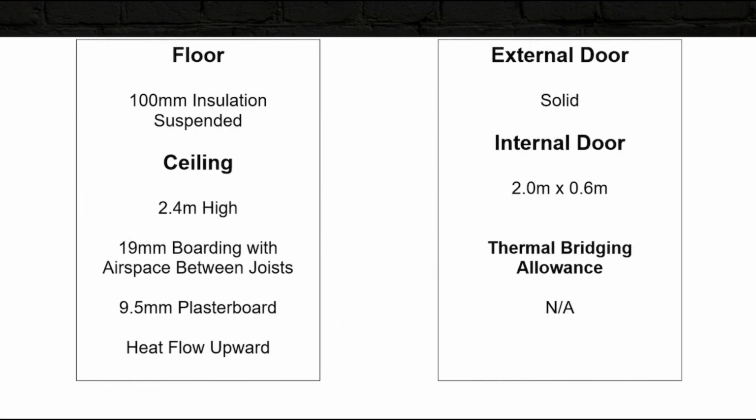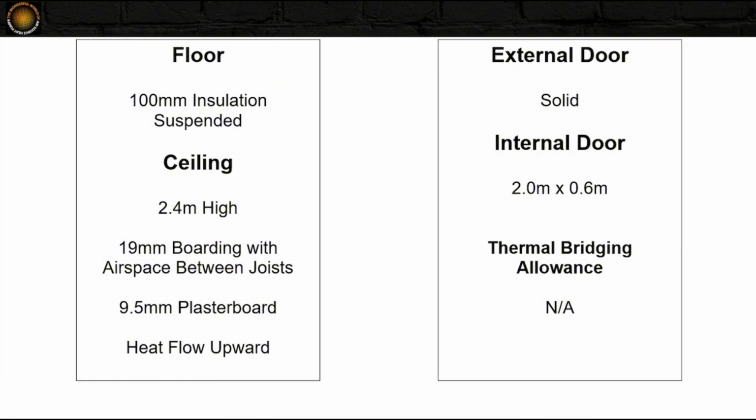The floors are 100mm insulation and they are suspended, so there's an airspace below the floor. The ceilings, as we said, is 2.4 metres high. There's 19mm sheet boarding as flooring for the upper floor with airspace between the joists, so there is no insulation between ground floor and upper floor. There's 9.5mm plasterboard with the heat flow being upward. The external door is solid. The internal doors are 2 metres by 0.6 wide. Thermal bridging allowance, guys, I've put in as non-applicable. We will cover the reason for this as we go.